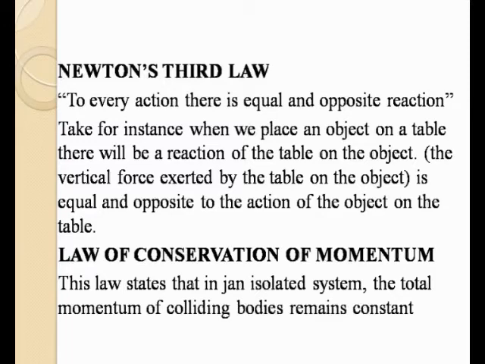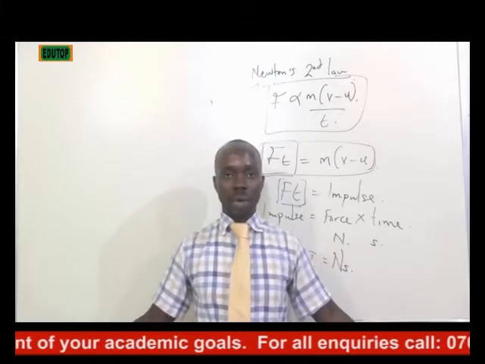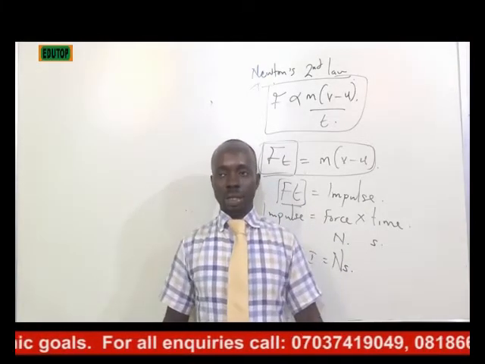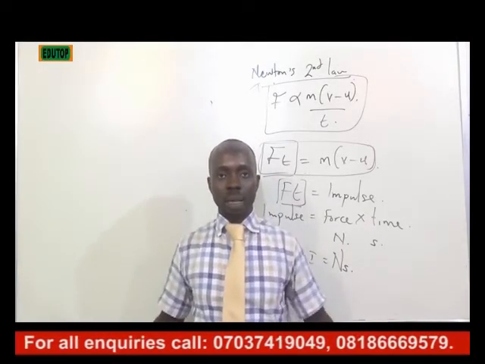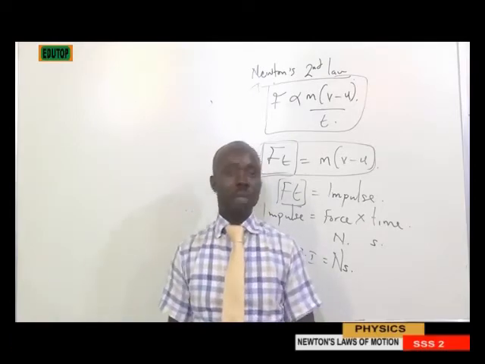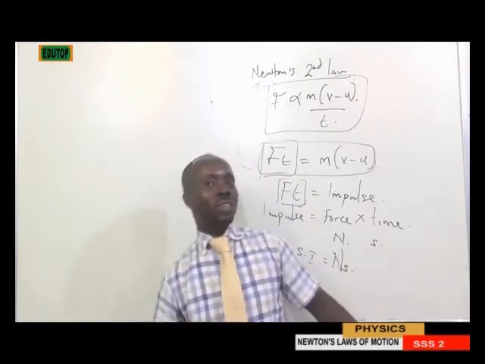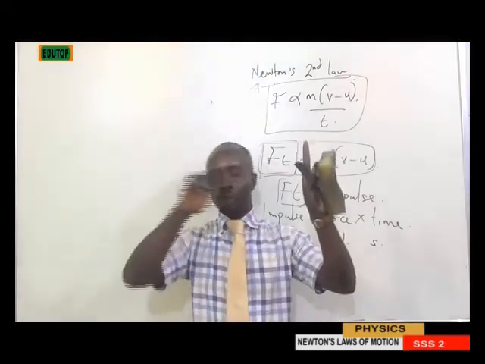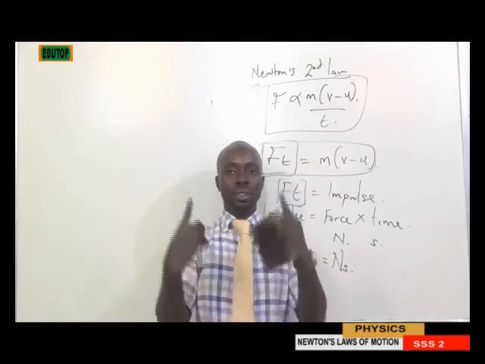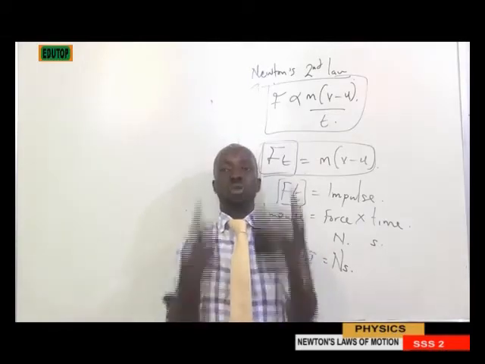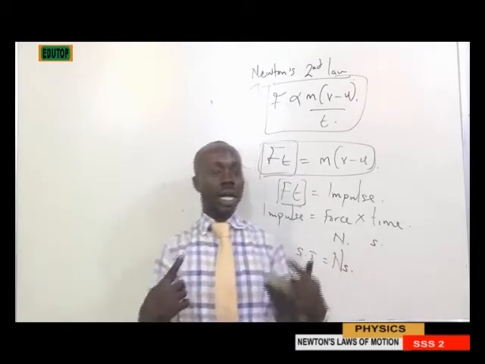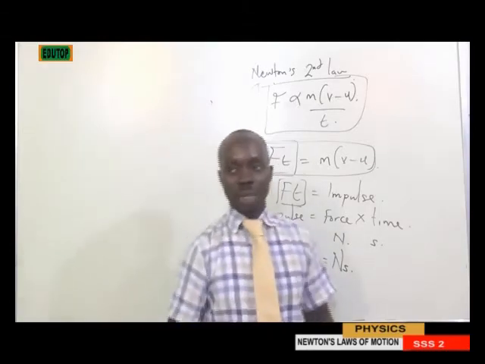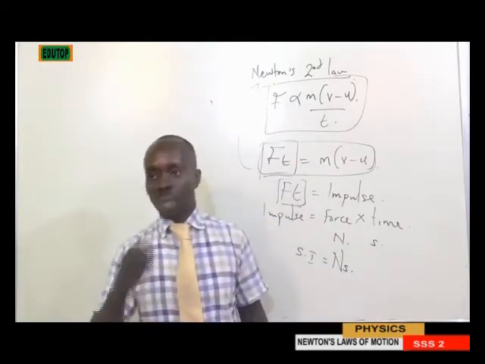For every object, I try to place my table here. I put some object on it. Now those objects are acting on that table, which is automatically acting on the ground. But the ground too is now having a reverse action. They're having a reverse reaction of force from the ground towards that table, which now automatically comes towards the object. That's why that law says that to every action there is an equal and opposite reaction.